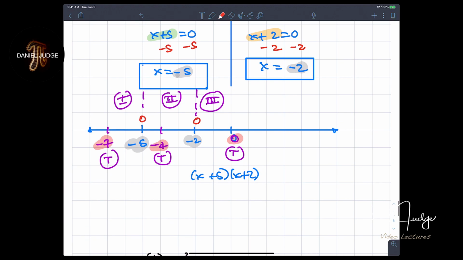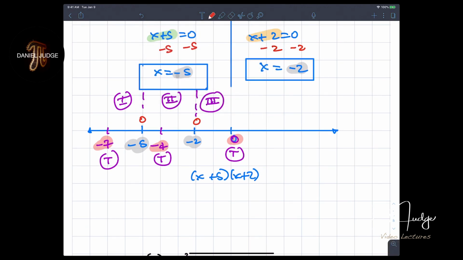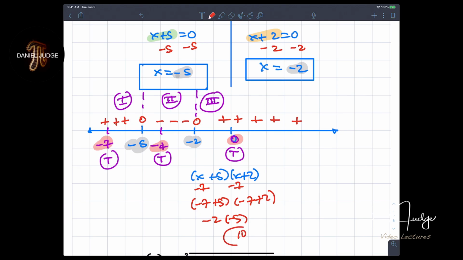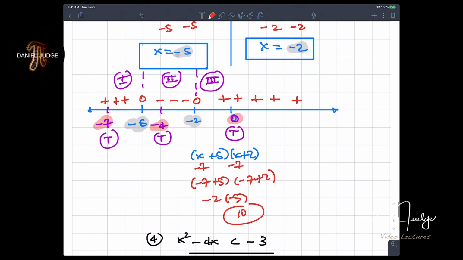Plug those in. Now, I'm going to tell you guys what you'll get. You'll get positive, you'll get negative, you'll get positive. Double check it. Plug in your test point values like we've been doing. You say, what do you mean? Plug in the -7, and I get -7 plus 5 times -7 plus 2. I get -2 times -5. Negative times a negative is a nice positive. That's for region 1. But I'm going to tell you what the signs will be. They're going to be what I just wrote down. So I'm going to have you guys test that for yourself.